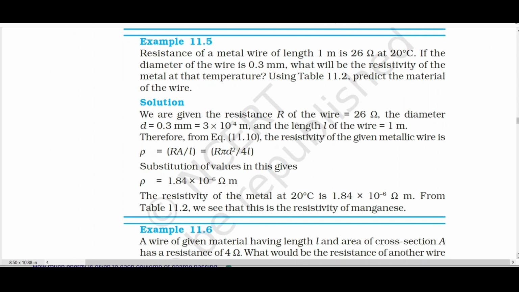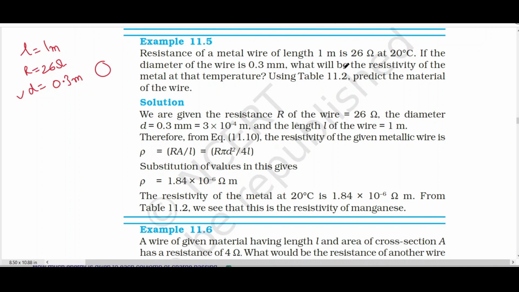Next question. Resistance of a metal wire of length 1 meter is 26 ohms at 20 degrees. If the diameter of the wire is 0.3 mm, what will be the resistivity of the metal at that temperature? Using table 11.2, predict the material of the wire. ओके, तो यहाँ पे हमें क्या दिया है? 1 मीटर लेंथ हमें लेंथ दी है, L which is 1 meter. हमें रेजिस्टेंस दिया है R which is 26 ohms. ठीक है, हमें डायमीटर दिया है which is 0.3 mm. क्योंकि हमें डायमीटर दिया है इसका मतलब हमारी वायर सर्कुलर है, राइट.